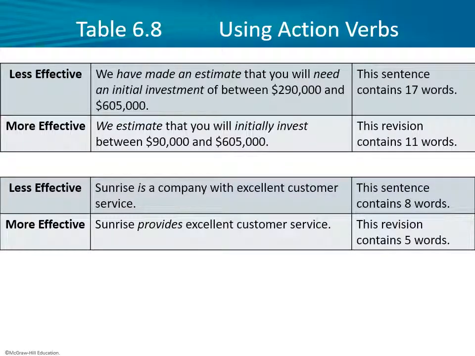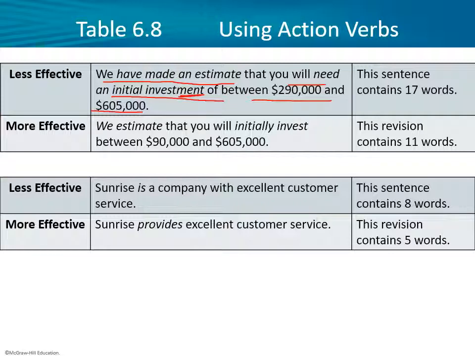Let's look at some other examples. We have made an estimate that you will need an initial investment of between $29,000 and $65,000. So one of the things I look for when I'm doing this kind of editing is if you're using lots of words that end in -ment or -ates, usually that's a sign that you've used a lot of what you call nominalization. You take a verb like invest and turn it into a noun by putting -ment on the end of it. It's called a nominalization. Sometimes it's absolutely fine. Nobody's going to care. It looks great. But if you get carried away with it, it just makes it needlessly long and confusing.